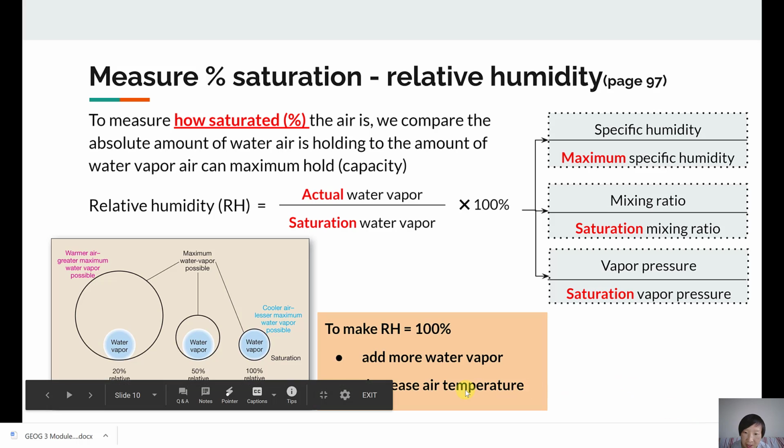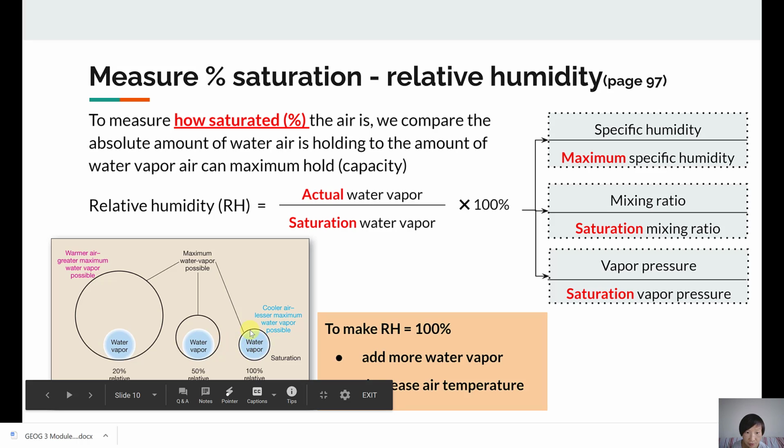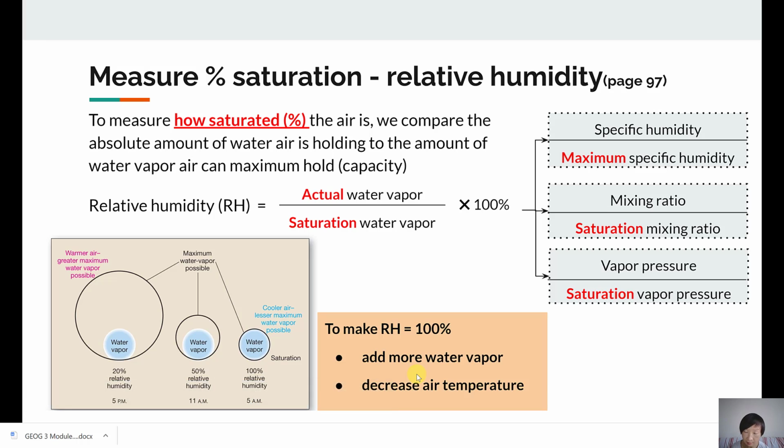Another way is to decrease the air temperature, because the saturation water vapor is directly related to temperature. Cool air will hold less water. Think about it: the actual water vapor is fixed, but you shrink your saturation, your capacity, then you can also make the air full, like the chart shows you. So that actually is a very important process for cloud formation.